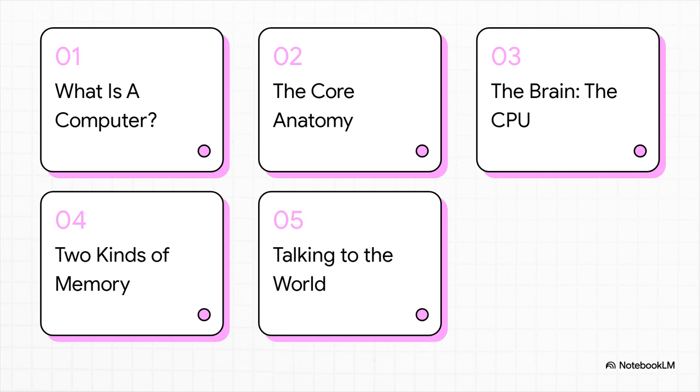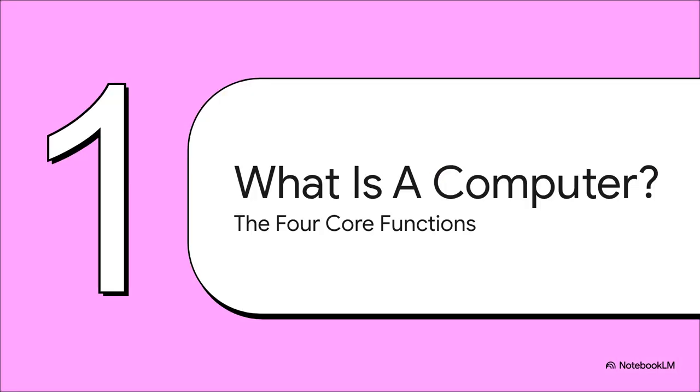All right, here's the game plan. We'll break it down into 5 parts. First, what even is a computer? Then we'll look at its core parts, meet the brain of the operation, the CPU, figure out its 2 types of memory, and finally, see how it actually talks to us. Let's get started.